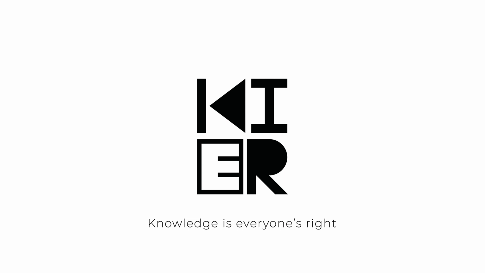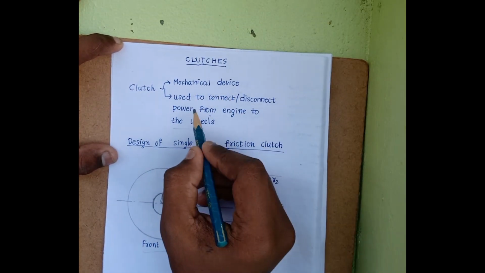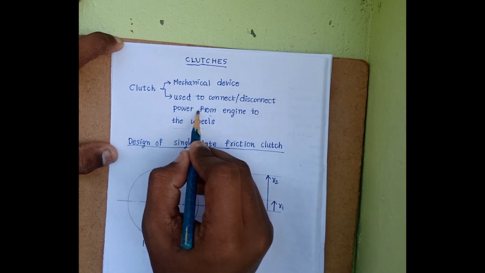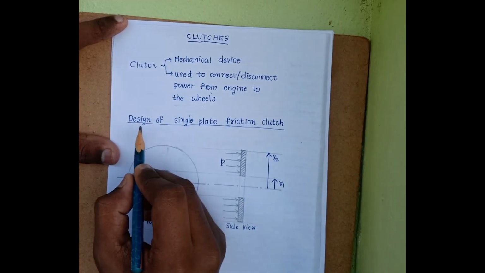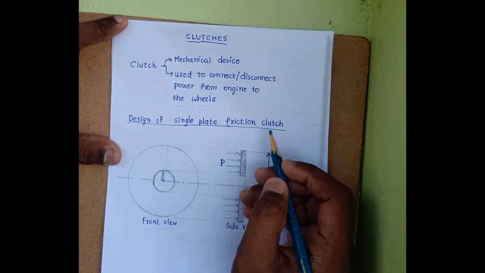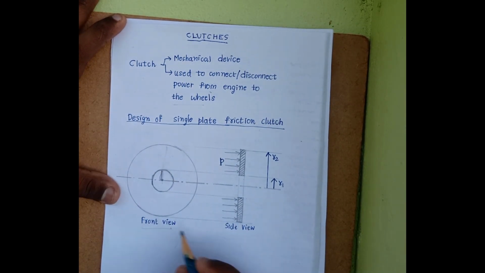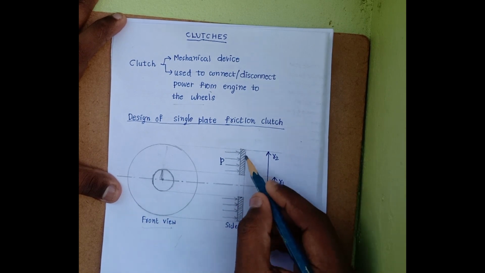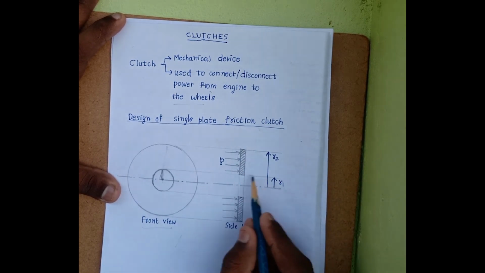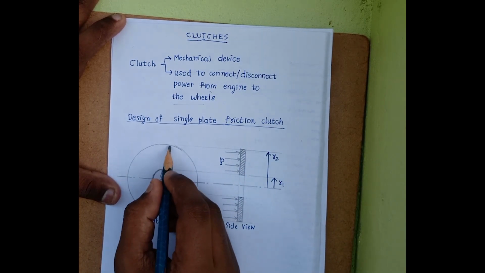Let's talk about clutches. A clutch is a mechanical device used to connect or disconnect power from the engine to the wheels. Design of a single plate friction clutch. This is a friction plate; this is the front view and this is the side view. You can see there is uniform pressure in the axial direction. This radius is R1 and this radius is R2.